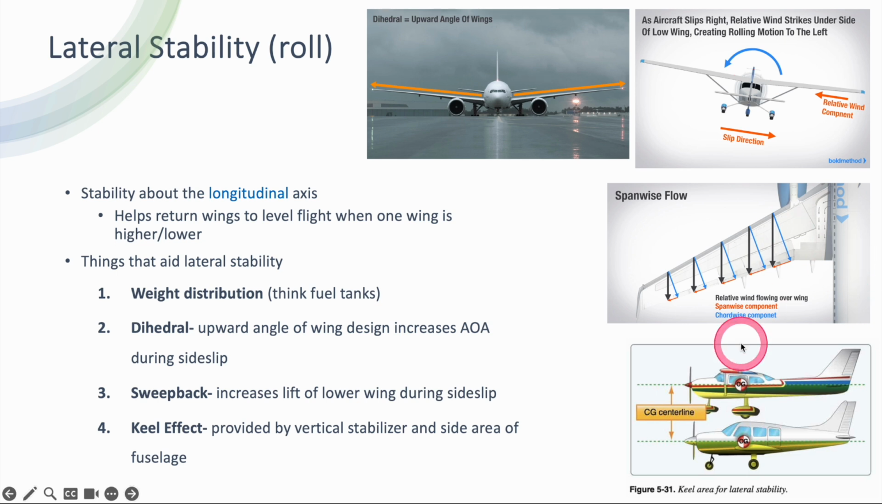Lastly is a keel effect. One component is the vertical stabilizer, also the side area of the fuselage. This yellow part right here below the center of gravity has a pendulum effect. Just like the keel of a boat, if it's going through the waves and gets kind of sideways a little bit, the mass below the center of gravity is going to cause it to become balanced again.